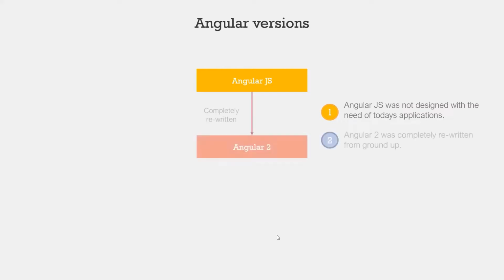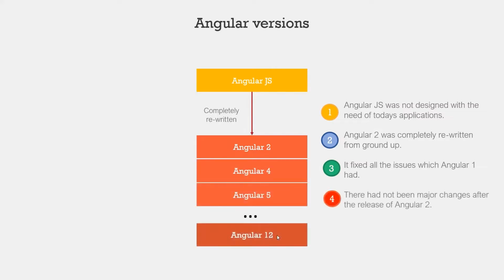So, the Angular team decided to rewrite the original framework using TypeScript, and as a result, Angular 2 came out in mid 2016. This new version was entirely different from Angular 1. Angular 2 was not a simple upgrade to the previous version, that is, to Angular 1. It was completely rewritten from the ground up, and it was completely different from Angular 1. Angular 2 also fixed all the issues which Angular 1 had. And since the release of Angular 2, other versions of Angular have been released over the years. For example, Angular 4, 5, 6, 7 and so on. The latest version of Angular is Angular 12.